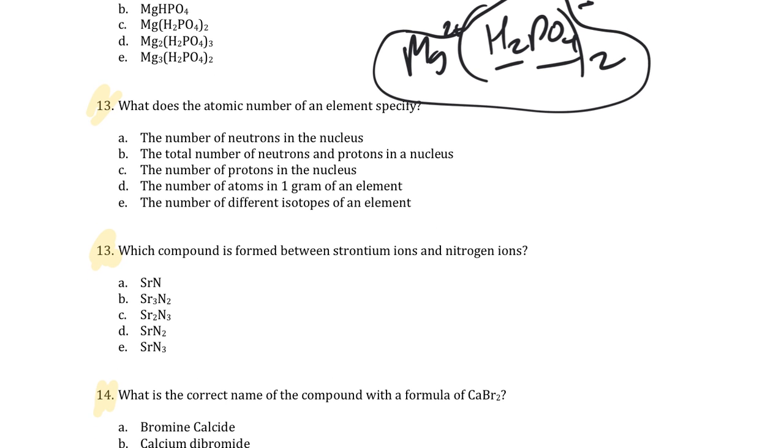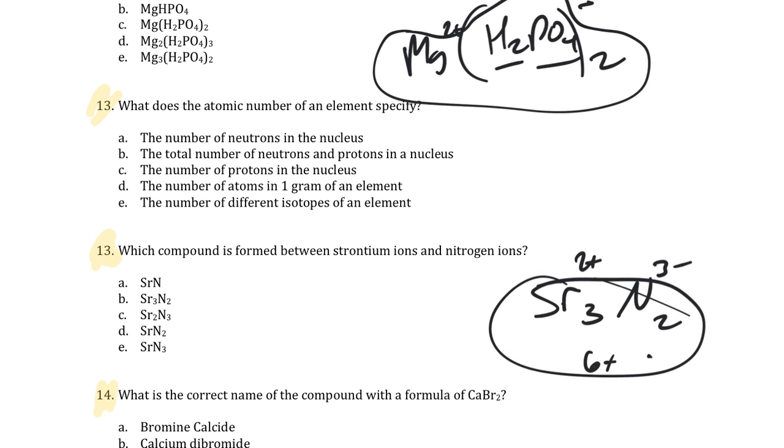Strontium and nitrogen, what's the common compound here? Well, again, that's a weird one. Strontium, we know that one. That's right underneath calcium, that's a 2+. Nitrogen's a 3-. And so this would be N2, Sr3 to get a 6+, 6-.